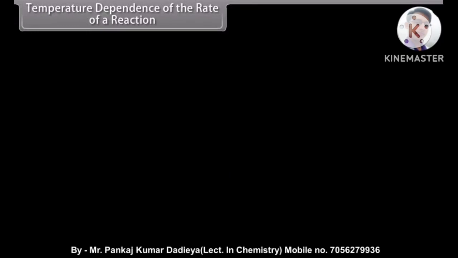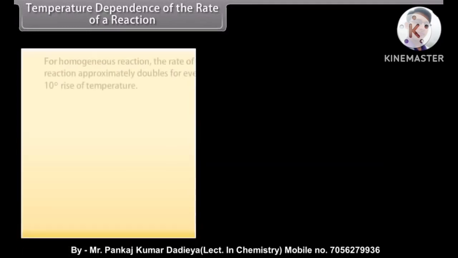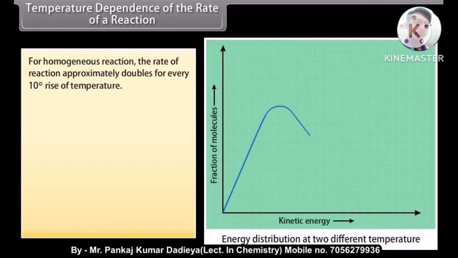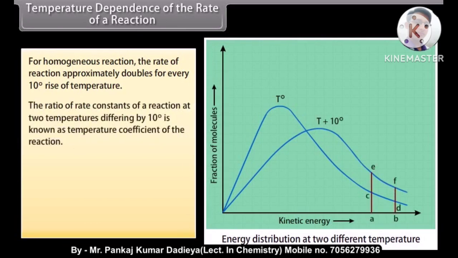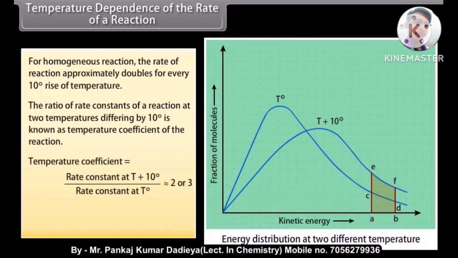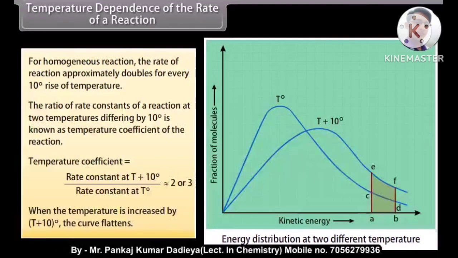Temperature dependence of the rate of a reaction. For homogeneous reaction, the rate of reaction approximately doubles for every 10-degree rise of temperature. The ratio of rate constants of a reaction at two temperatures differing by 10 degrees is known as temperature coefficient of the reaction. Value of temperature coefficient for most of the reaction is close to 2 and in some cases it approaches 3. When the temperature is increased by T plus 10 degrees, the curve flattens.